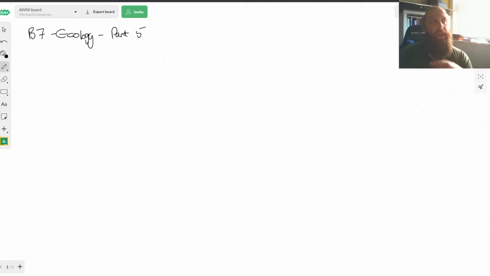Fantastic. So we've been looking at food webs, we've looked at food chains, and we've looked at lots of the different keywords that go with it.